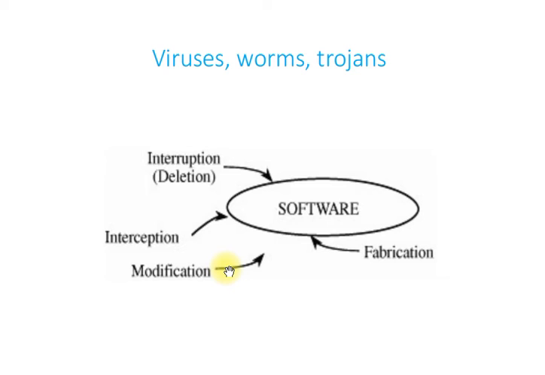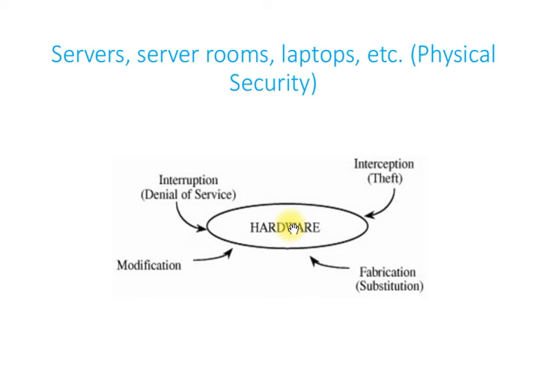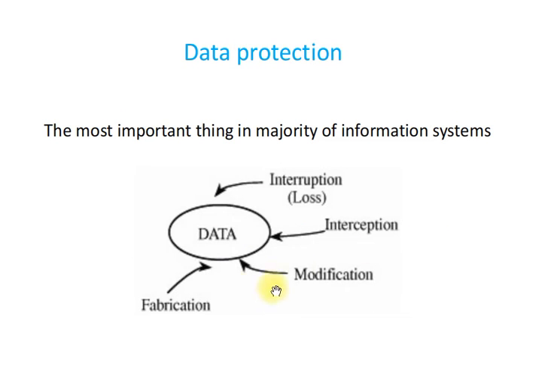So viruses, worms, trojans. So interruption, this is for the software. A software can be deleted, there can be interception, modification, or it can be fabricated. And of course, for the hardware, this can happen to the servers, the server rooms, the laptops. Physical security is what basically can prevent all this. Data protection, the most important thing in the majority of information systems, data is usually prone to a lot of attacks.